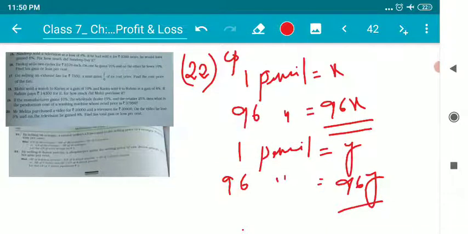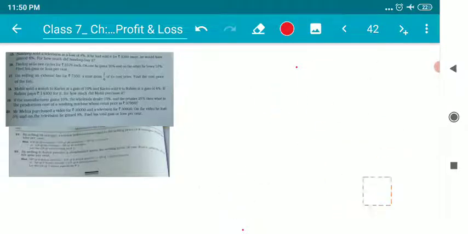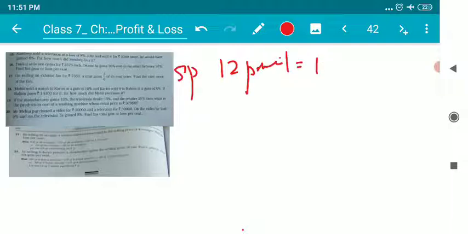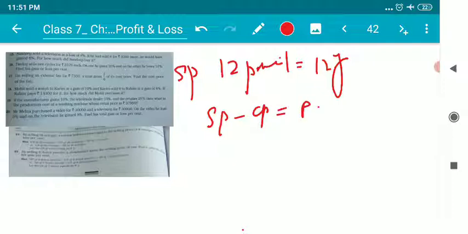Children, now the thing is, as he makes a profit of the selling price of 12 pencils, and selling price of one pencil is rupees y, then selling price of 12 pencils will be how much? 12y. Of course, now according to the question, selling price minus cost price equal to profit. Selling price was 96y. Cost price is 96x. Profit is 12y. Yes or no?